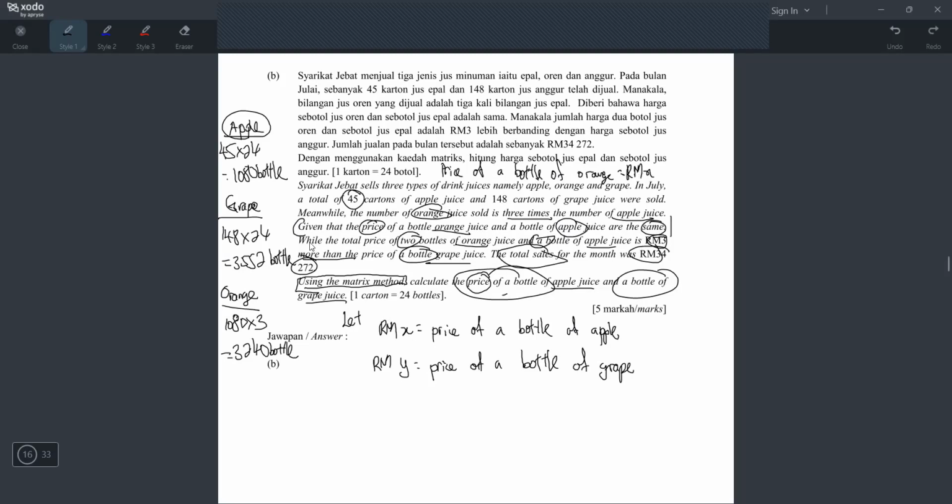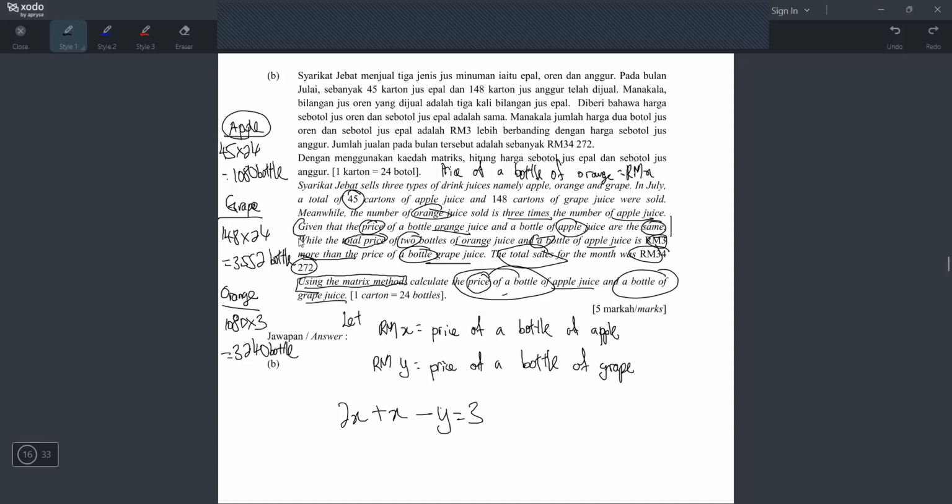Okay, and then next line. While the total price, now talking about price already, so I think I can write my first equation. The total price of 2 bottles of orange juice and 1 bottle of apple juice is 3 ringgit more than the price of a bottle of grape juice. What is the total price of 2 bottles of orange and 1 bottle of apple? 2 bottles of orange will be 2x because 1 bottle of orange is x. Plus 1 bottle of apple, which is x. And they say the total is 3 ringgit more than the price of grape. So I will minus the grape: minus y equals to 3. That's what it means.